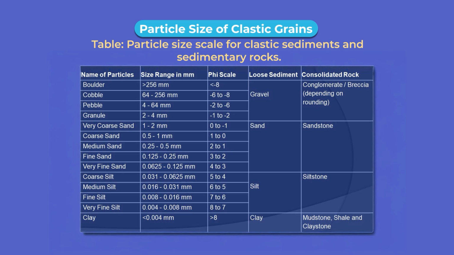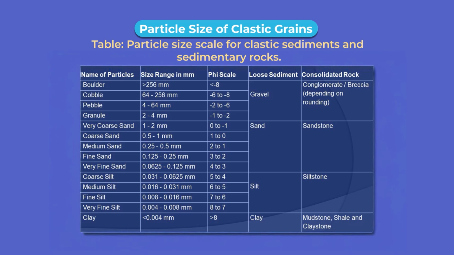When these gravels get consolidated and cemented or develop into some matrix, they produce a rock which you call conglomerate, or they can also form a breccia, depending upon the rounding. Breccia has sub-rounded to angular fragments, whereas in conglomerates, mostly the grains are rounded.